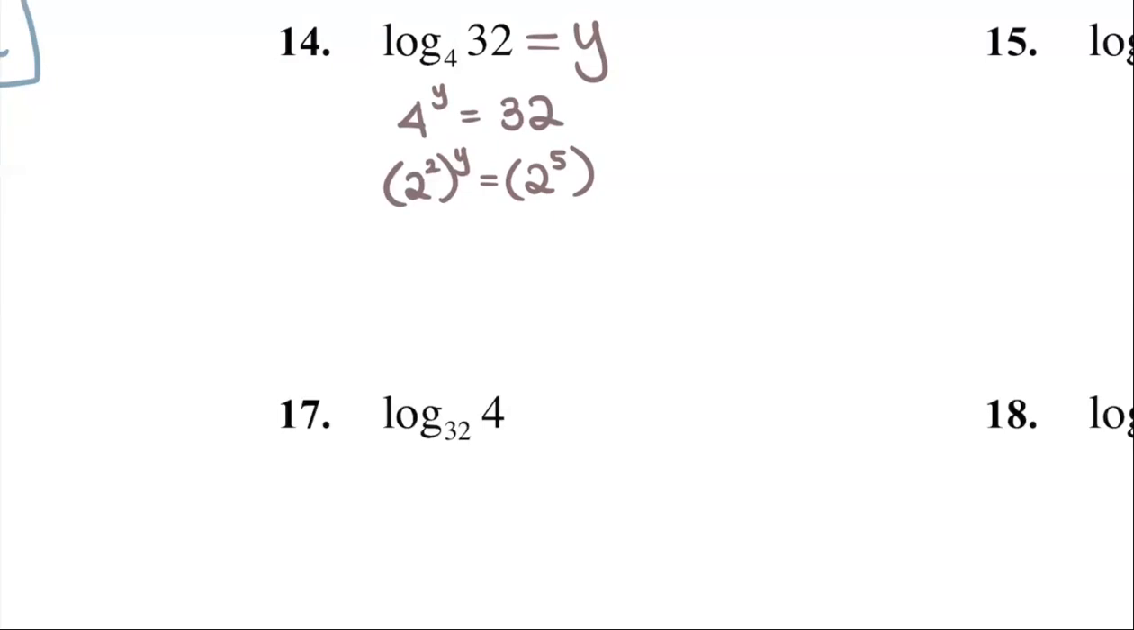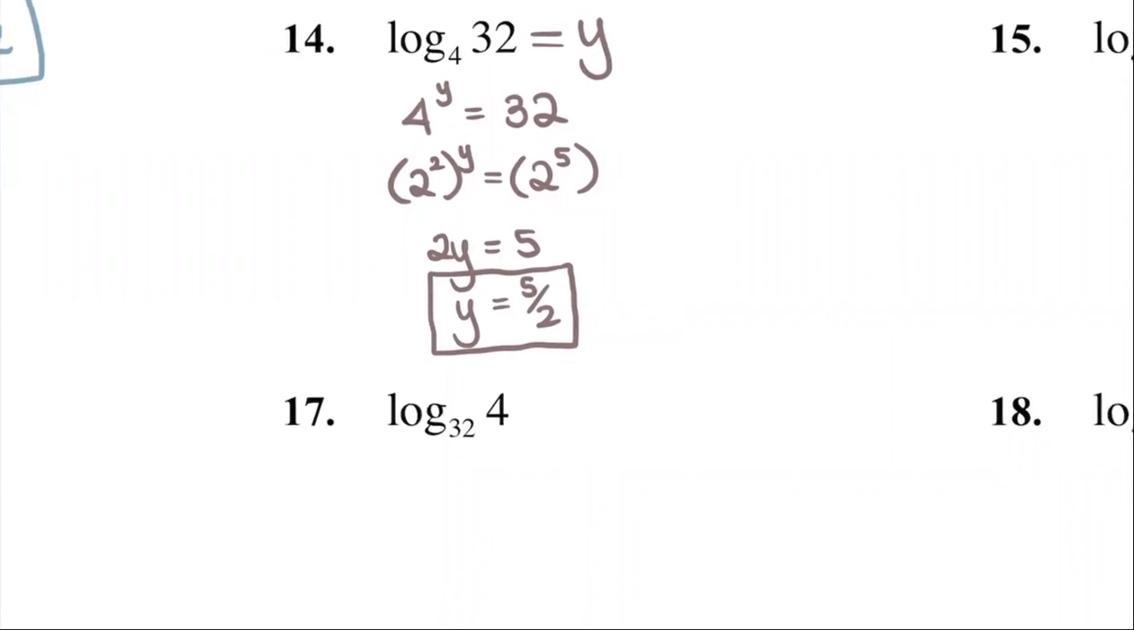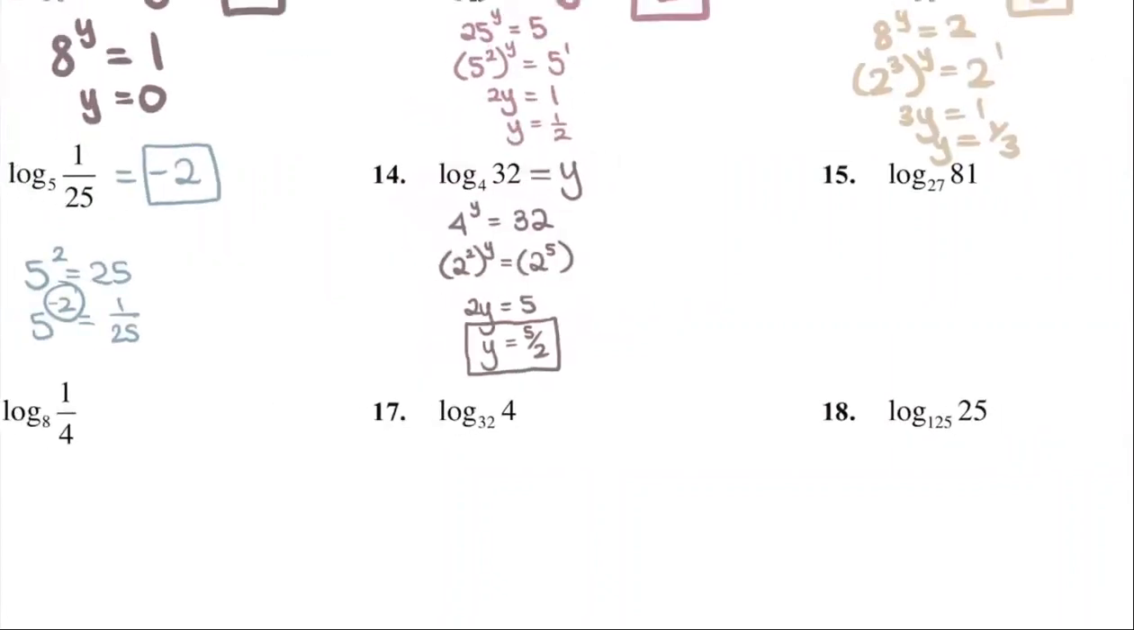So then it's 2y is equal to 5, and so on. So then y is equal to 5 over 2. Perfect. Good job, Gino. That was our toughest one so far. Great job. All right, and that is number 14. Any questions on that so far?